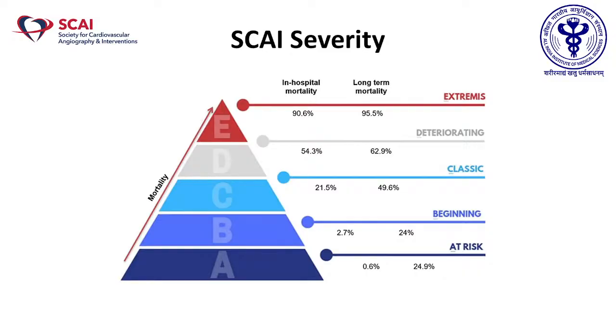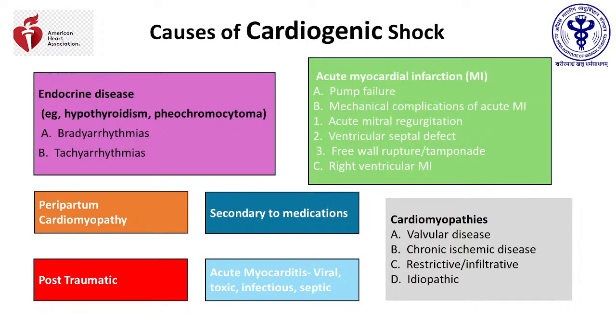So causes of cardiogenic shock can be broadly classified as acute myocardial infarction related, where it is either because of pump failure with low cardiac output, or mechanical complications secondary to an acute MI, like an acute mitral regurgitation, a VSR, ventricular septal rupture, or a free wall rupture or a cardiac tamponade, and a right ventricular MI.